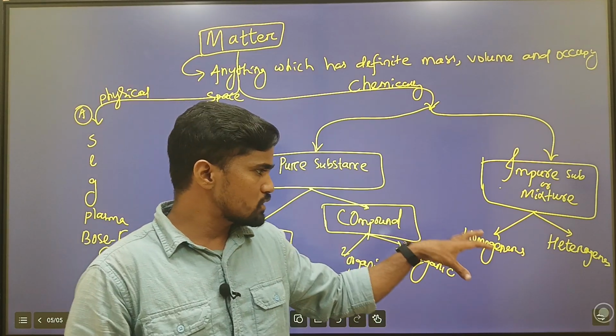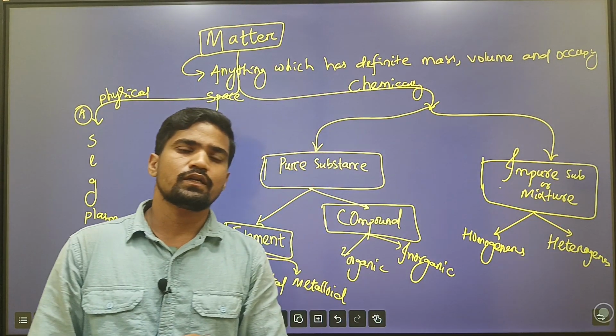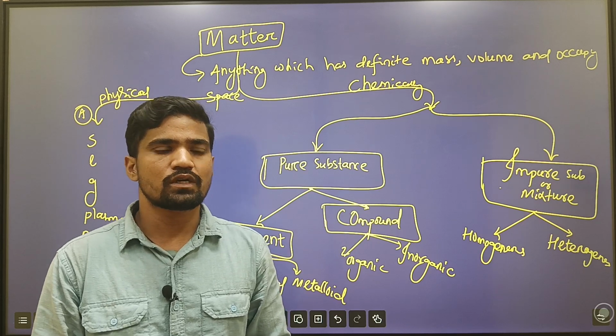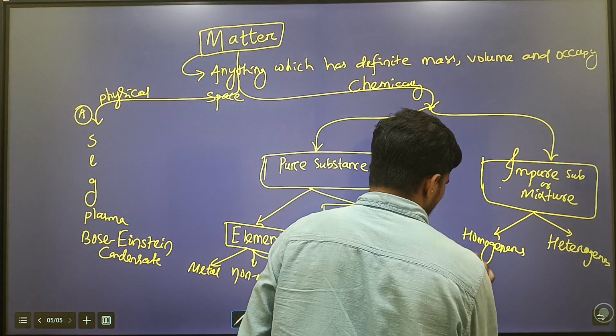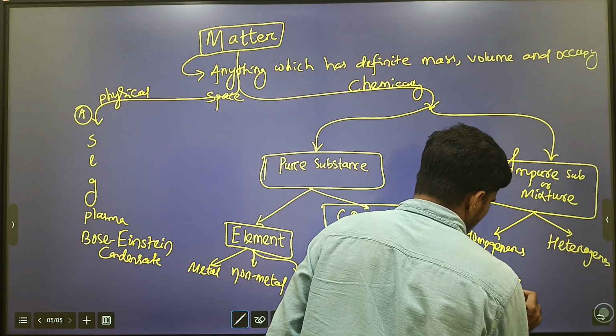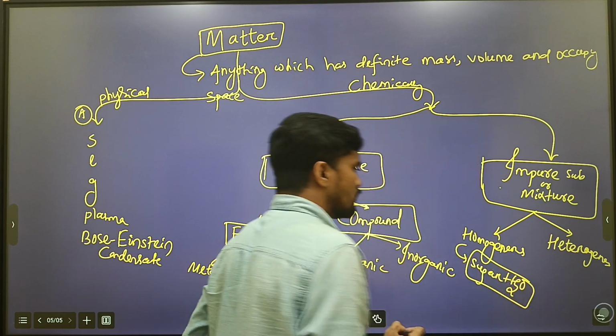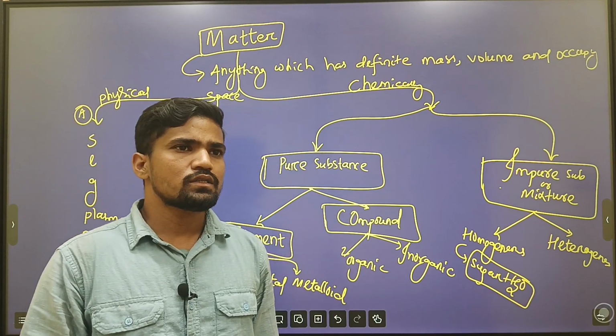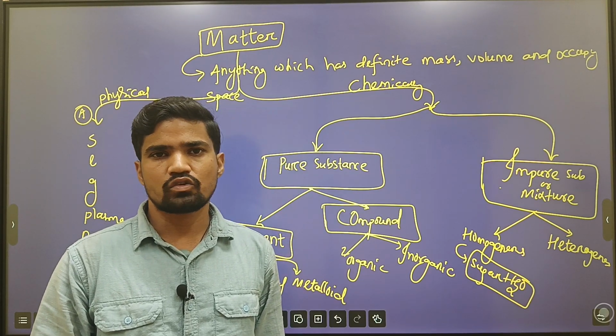Okay, so homogeneous mixture and heterogeneous mixture. Homo means what? Similar kinds. For example, if you talk about sugar solution or salt solution, sugar plus water, this is the homogeneous mixture. That means the solution has a similar, uniform composition.